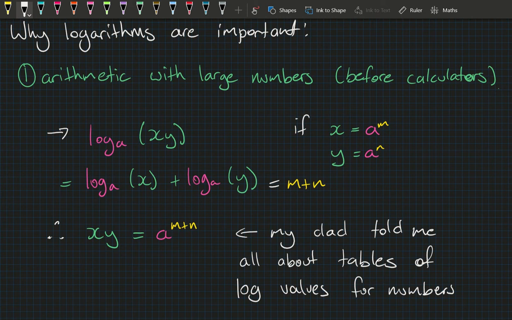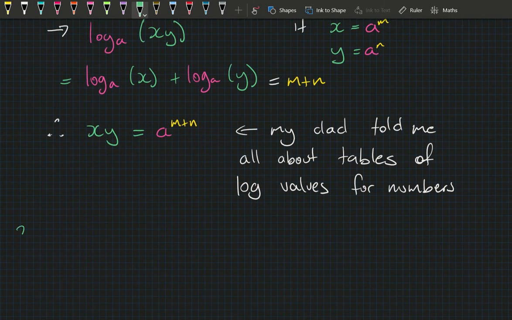But now that you're born in the lucky age where calculators are everywhere, in fact, you've seen me solve things with my handwriting in OneNote, right? Well, the main reason we use logarithms is to solve exponential equations.